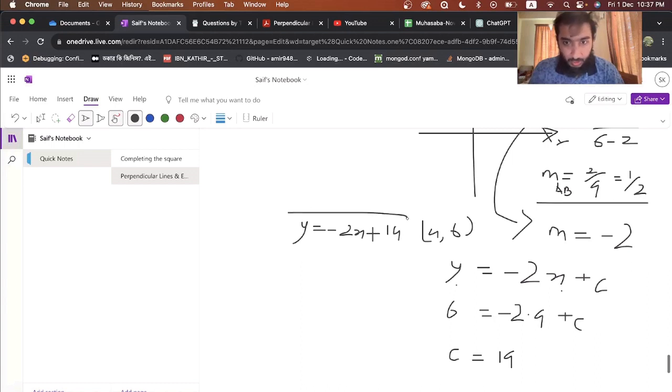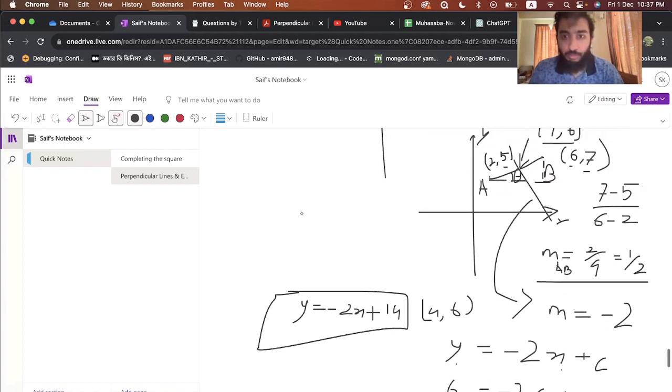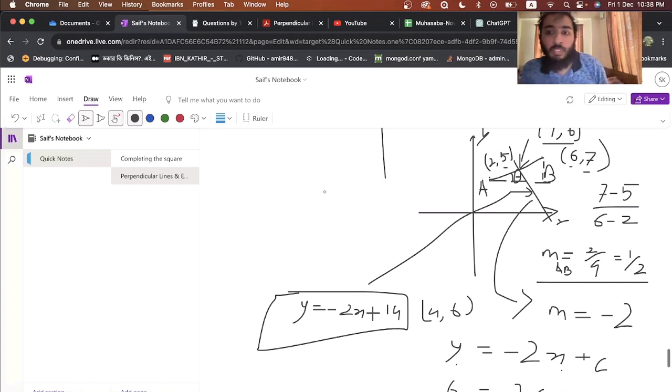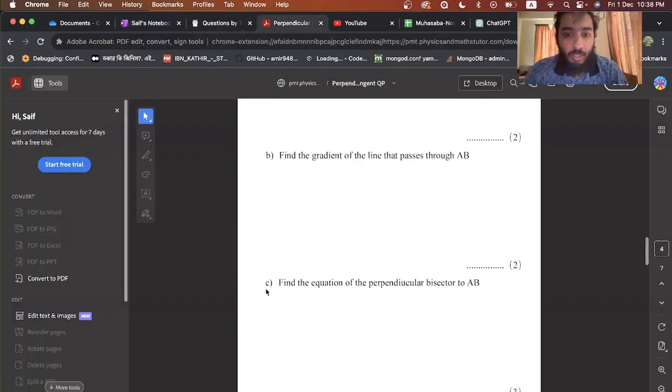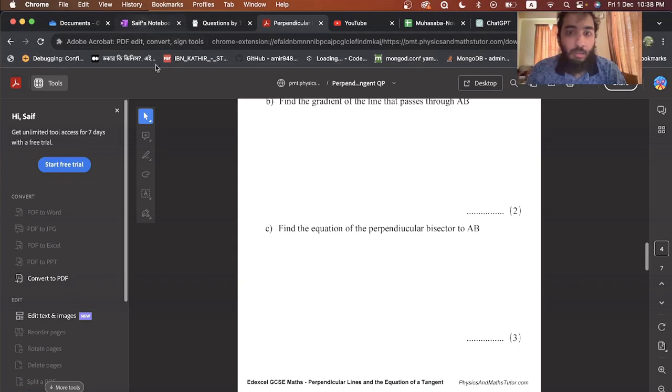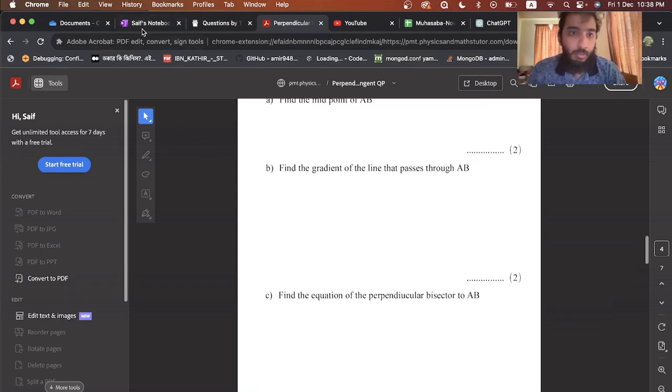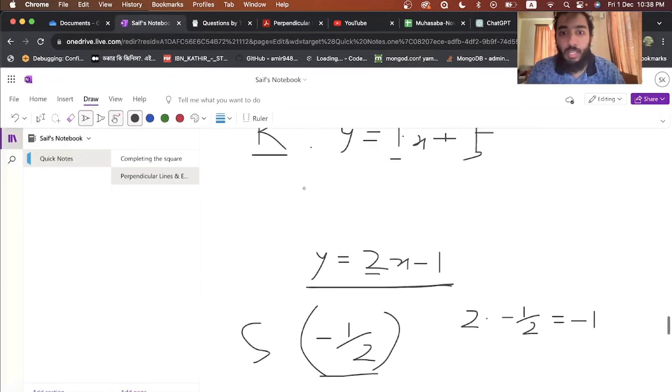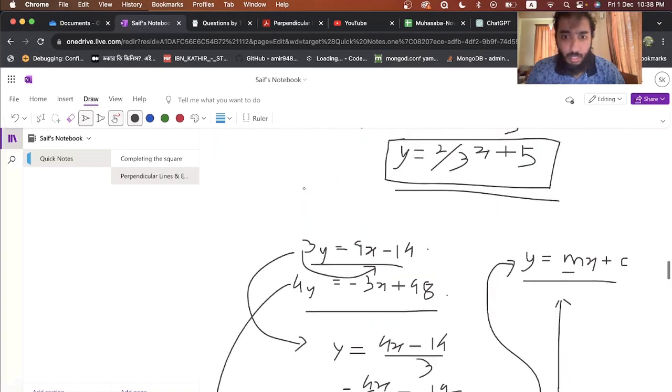So this is the equation of the line that is perpendicular to AB and bisects it. So this is the answer for C. This is how you solve these problems. I hope you understand how I went through each of these.